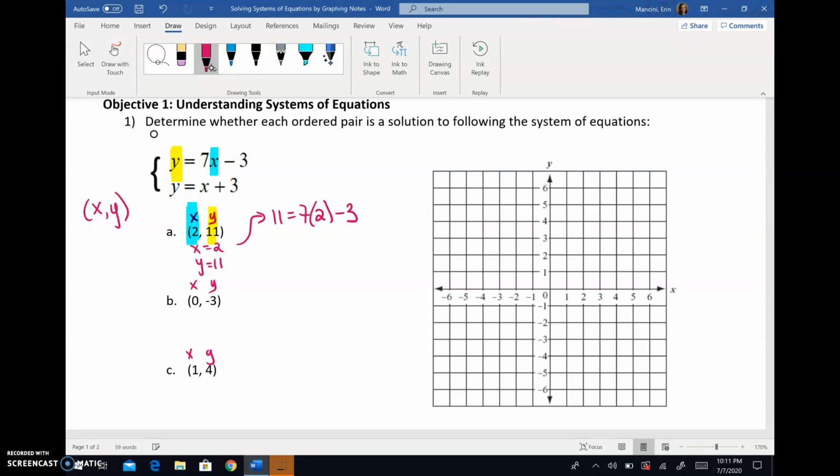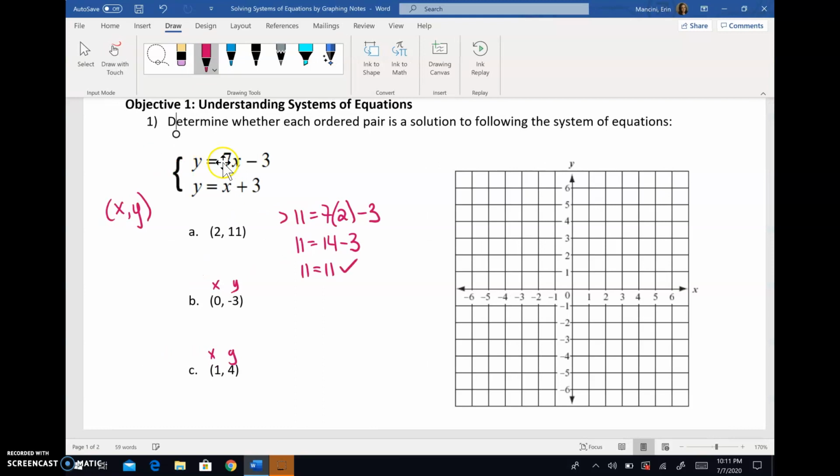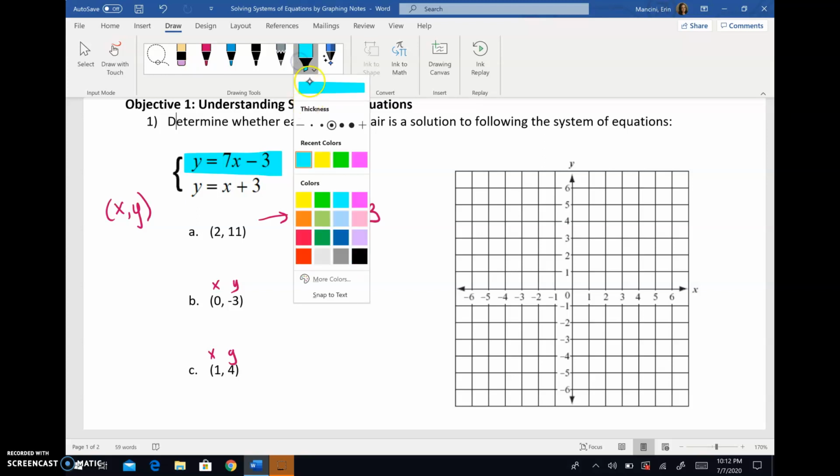And we want to see if we get a true statement. So does 11 equal 7 times 2 minus 3? Well, 7 times 2 is 14. 14 minus 3 is 11. And you get a true statement, which means (2, 11), as 2 is x, 11 is y, is in fact a solution to the first equation. Okay, but in order to be a solution to the system of equations, we want to make sure it's also a solution to our second equation.